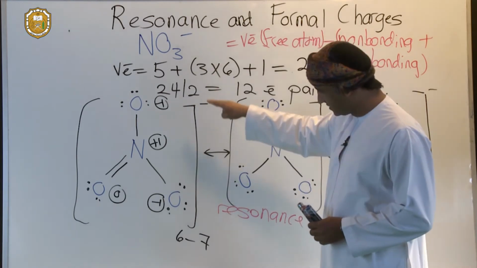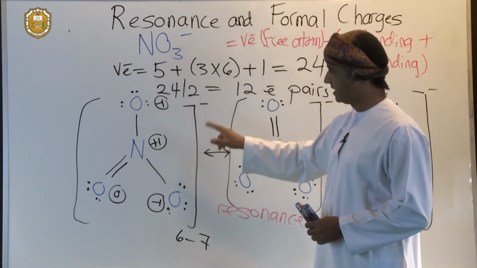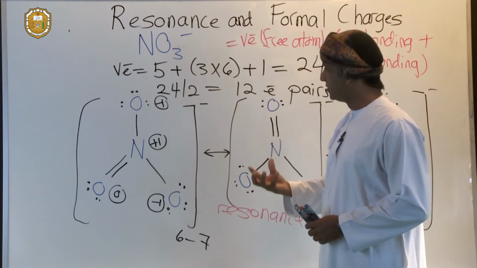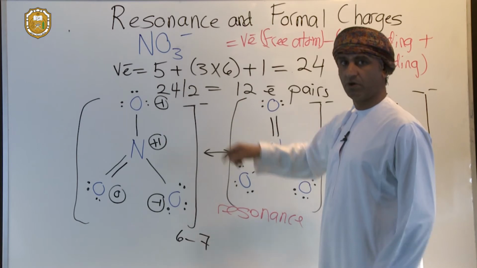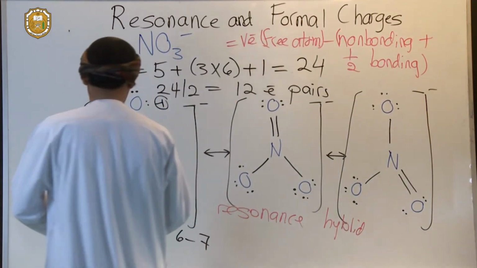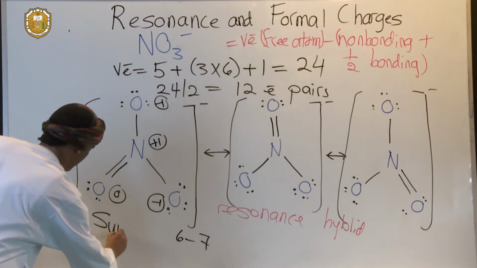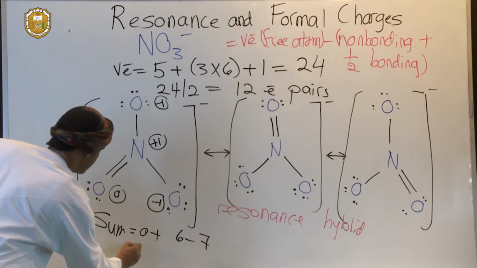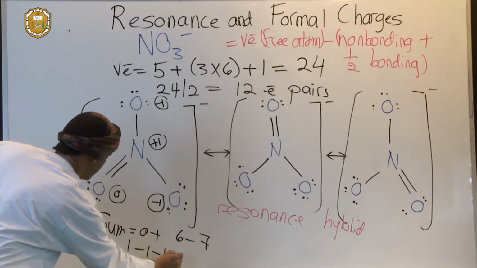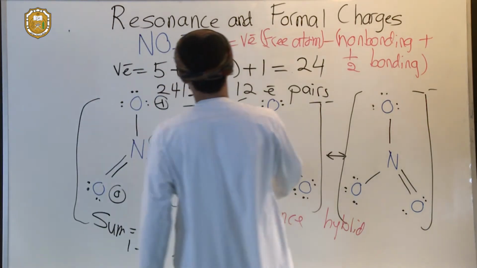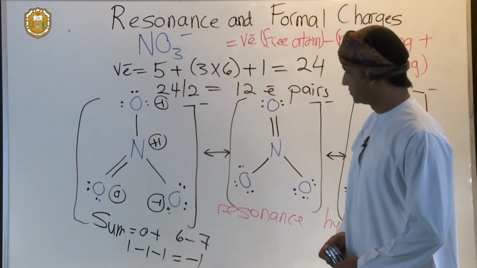If you add these formal charges up, so 0 plus 1 minus 1 minus 1, the sum should be minus 1, which is the overall charge of the ion. So the sum will be 0 plus 1 minus 1 minus 1, and that is minus 1. And that is reasonable because the overall charge is also minus 1.